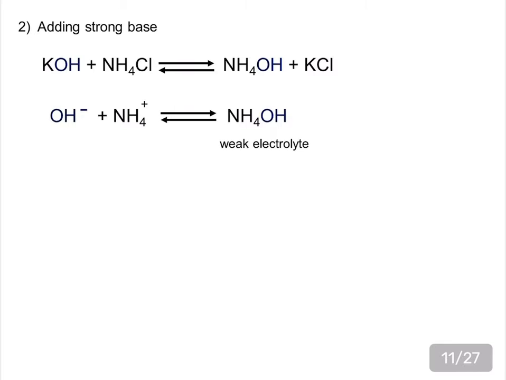When some strong base is added into the buffer solution, it will interact with the donor for protons, and as a result, the weak base will form again.